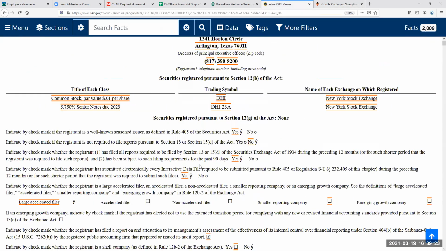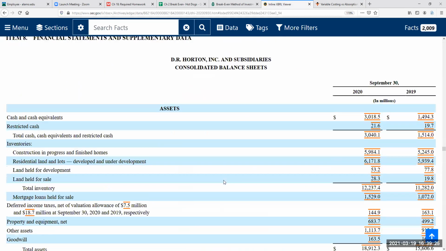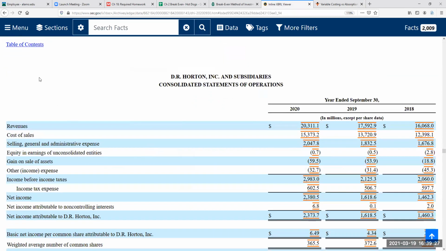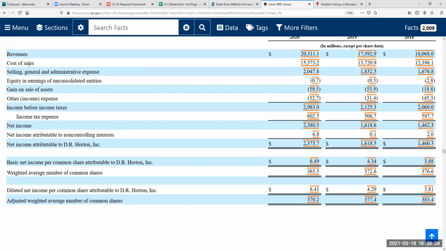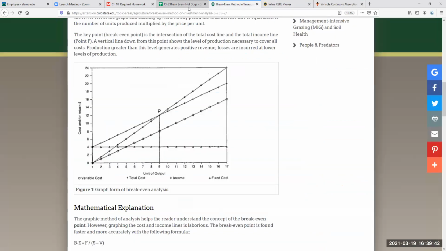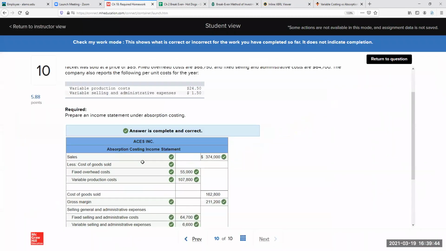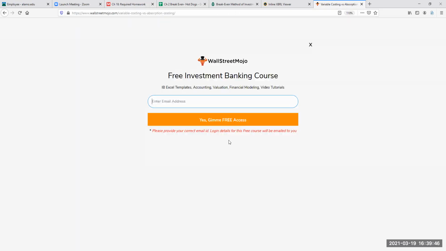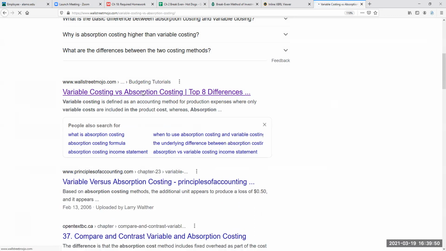Here's D.R. Horton. And I go to the financial statements, and here's the income statement. Revenue minus cost of sales. See, it doesn't say variable cost. It's cost of goods, and then selling and admin are down below that. So that's the GAAP method. Absorption is what y'all see on GAAP. But variable is used internally.